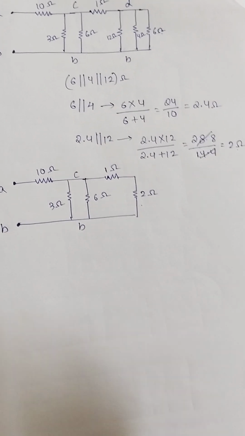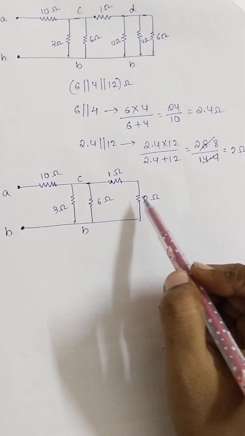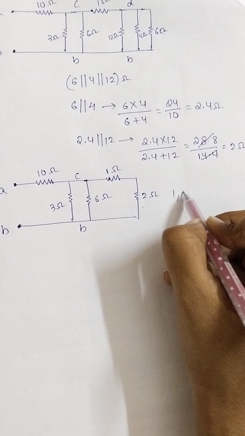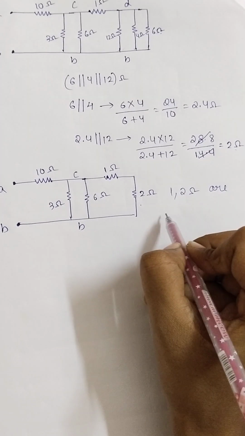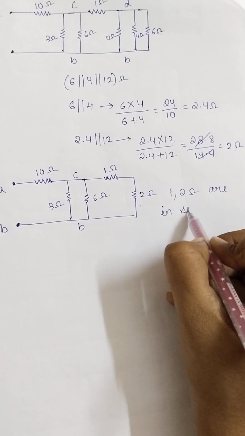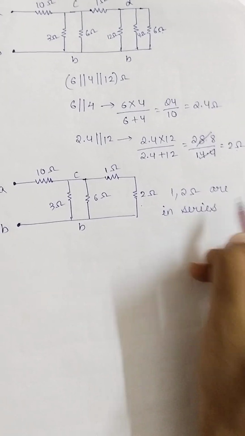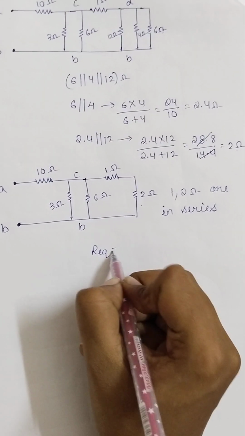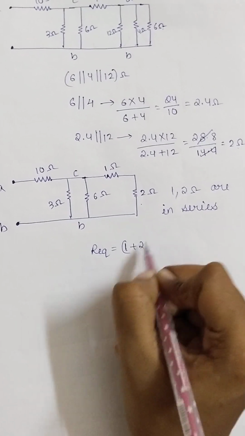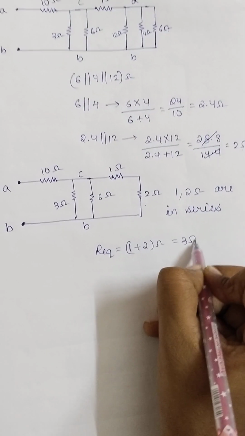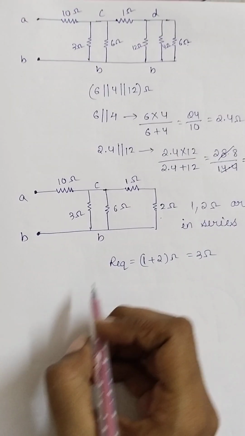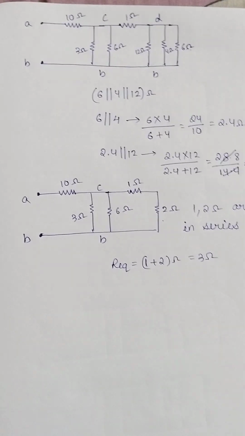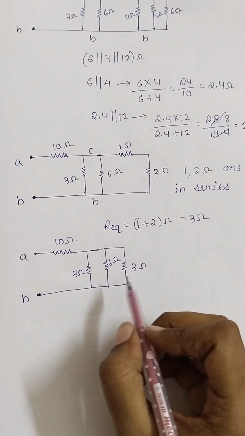So again this 1 ohm and this 2 ohm are in series. Therefore equivalent resistance is equal to 1 plus 2 ohm, that is equal to 3 ohm. Here this will be replaced by 3 ohm. So again I am redrawing the circuit, and the circuit will be like this.